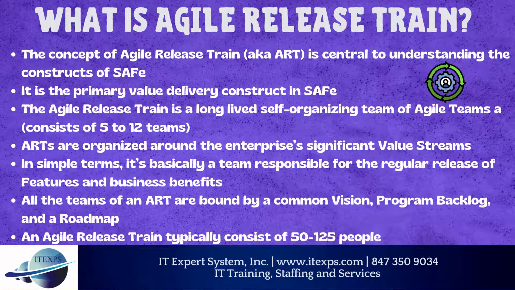teams that plans, commits, and executes together. ARTs are organized around the enterprise's significant value streams and live solely to realize the promise of that value by building solutions that deliver benefit to the end user. In simple terms, it's basically a team responsible for the regular release of features and business benefits. All the teams of an ART are bound by a common vision, program backlog, and a roadmap. An Agile Release Train typically consists of 50 to 125 people.